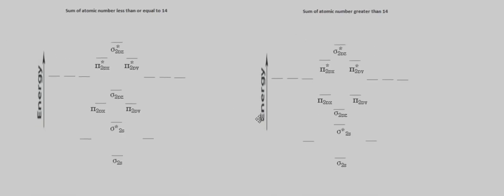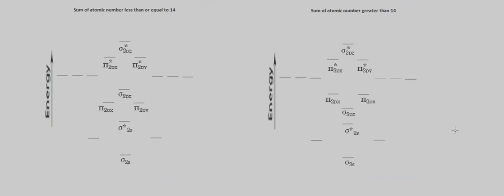So we'll try to extend to higher atomic number molecules. When you go for higher members, there are two types. We have one set having atomic number less than or equal to 14, which follows this kind of molecular orbital arrangement, and atomic numbers greater than 14 go for this kind of arrangement.